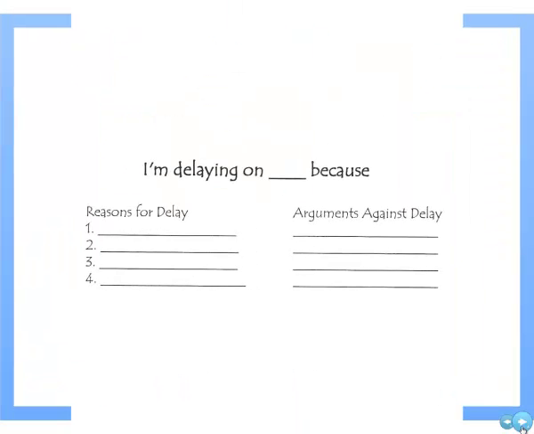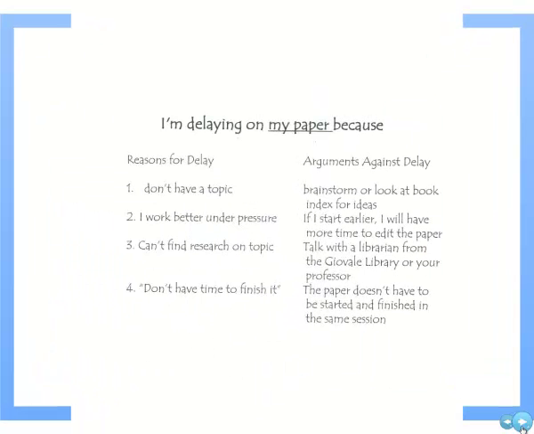To work through the desire to procrastinate, you need to ask yourself why you're procrastinating. After you have the reasons for the delay, you can create an argument against each one of those reasons. For example, I'm delaying on my paper because I don't have a topic. Well, you can look at the index of your textbook for ideas, start brainstorming from there, or you can go talk to your professor.